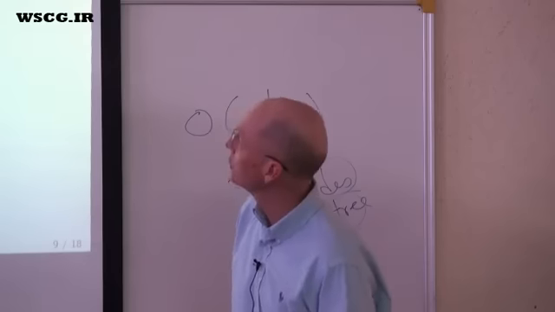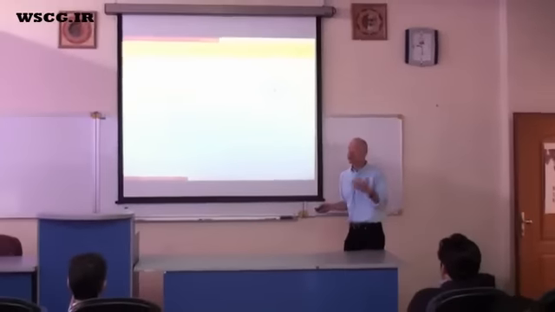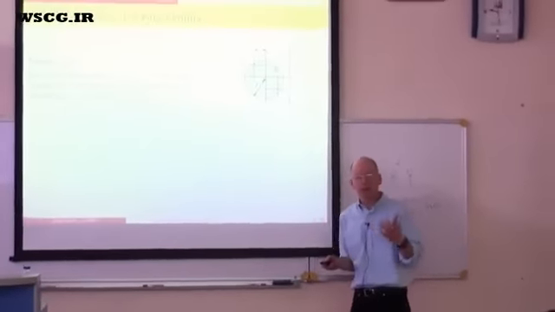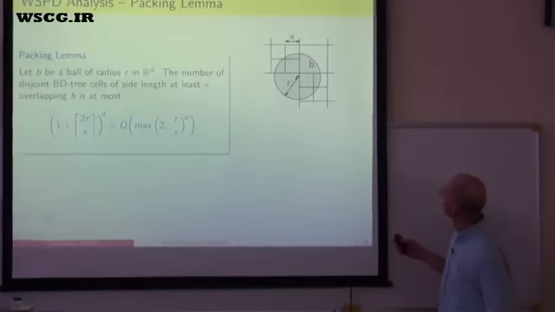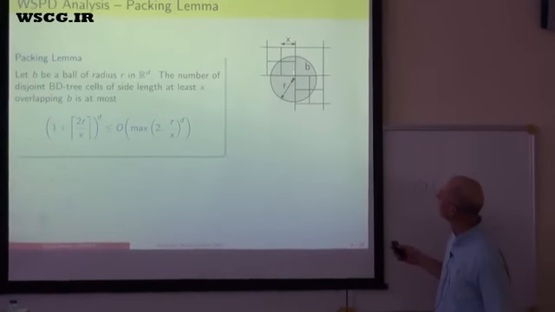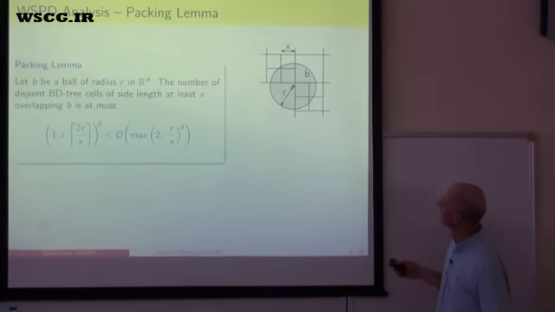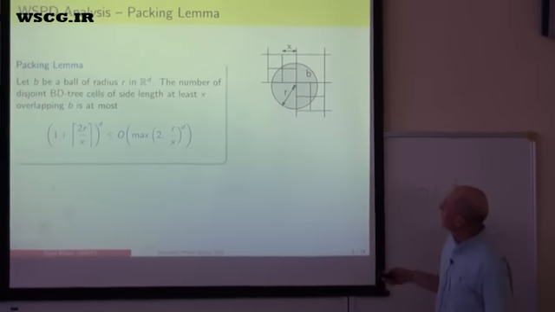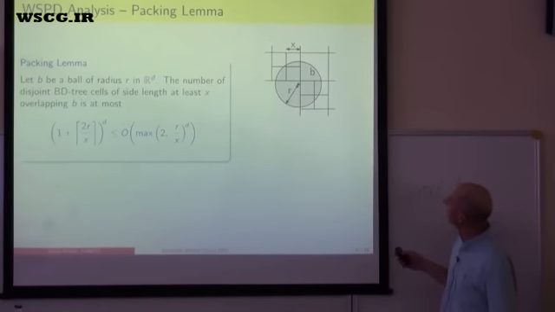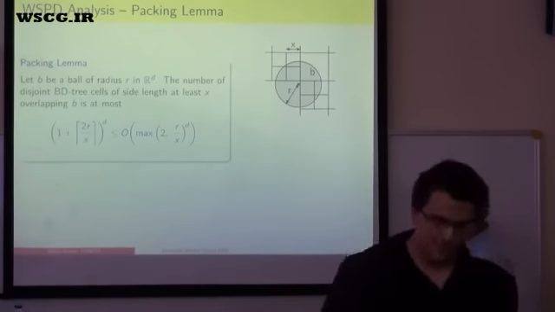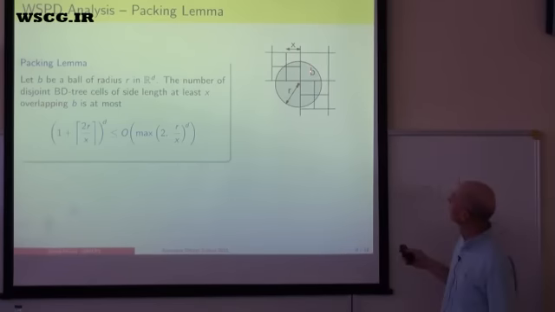To do that, I'm going to introduce something called a packing lemma. This packing lemma, when I talk about approximation algorithms, will come up over and over again. So what does the packing lemma say? Suppose I give you a ball of radius r in d-dimensional space. What I'm interested in is the question of how many disjoint BD tree cells of side length at least x there are. They could be of side length x like this node, or they could be of larger side length. But I'm interested in looking at just disjoint nodes. And I want to know how many of them could overlap this ball.